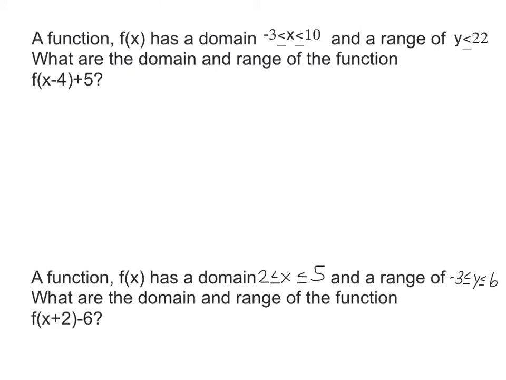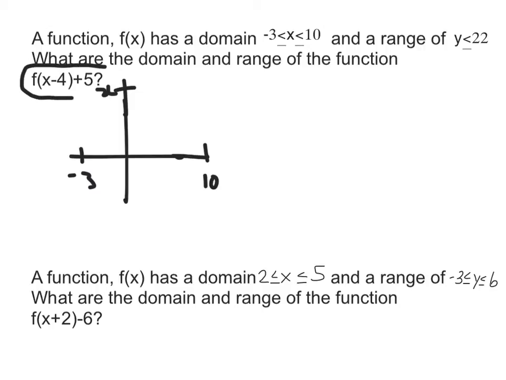Alright, so here's another typical multiple choice question that we've seen. A function f of x has a given domain from negative 3 to 10 and a range y is less than 22. What are the domain and the range of the function f of x minus 4 plus 5? Now, I have no idea what this original function f of x looks like, but what I do know is on the x-axis, it basically goes from negative 3 to positive 10, and on the y-axis, it goes up to 22 and below.